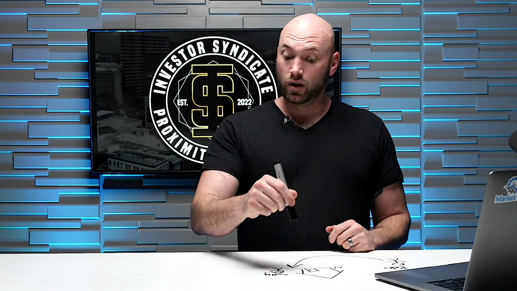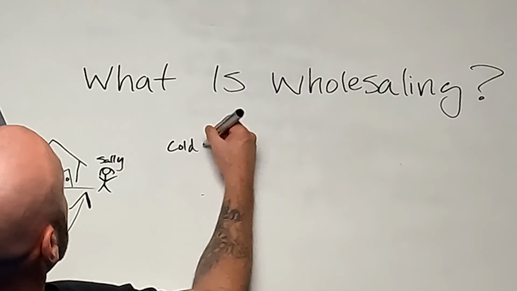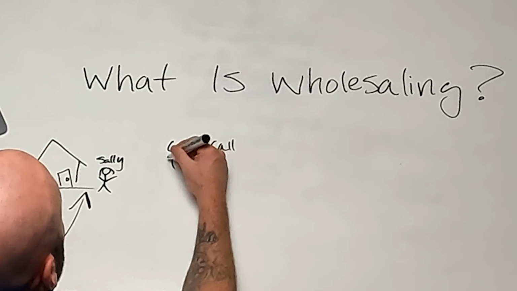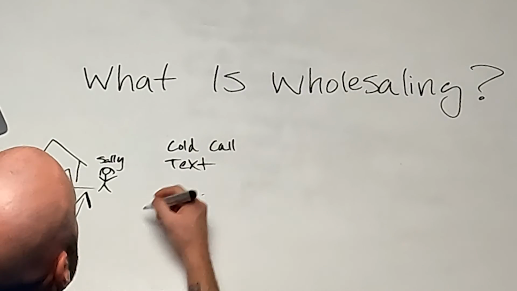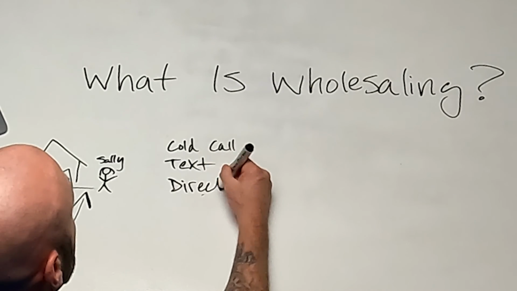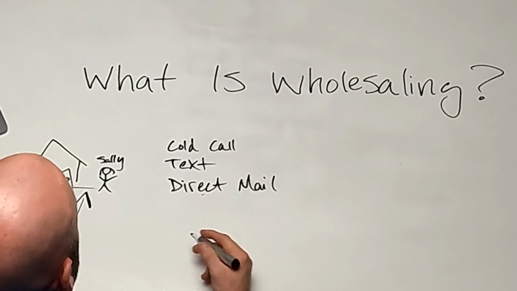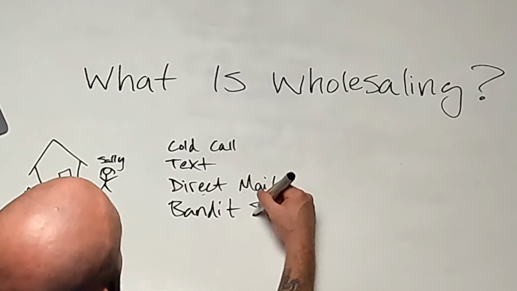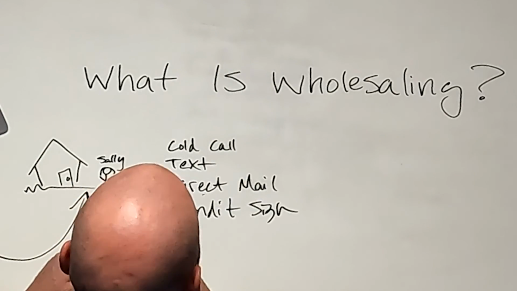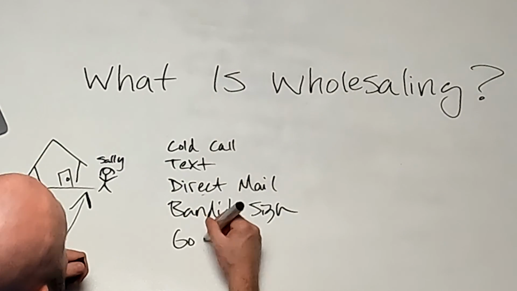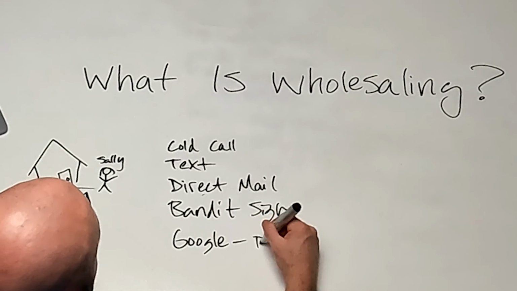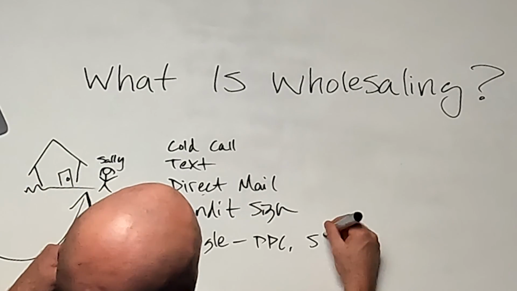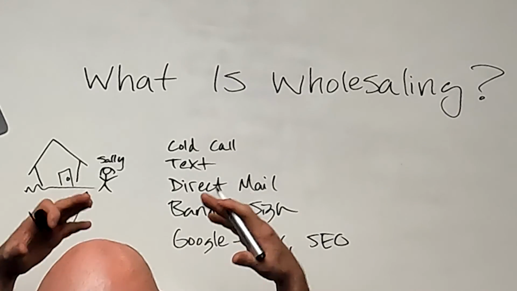So Bob can reach out and attempt to contact Miss Sally through a variety of different marketing channels. He could try to cold call. He could send out text messages to Miss Sally. He could send direct mail. Miss Sally could have called from what's known as a bandit sign, which is those signs on the side of the road that say "We buy houses." Google is another great source, right? So we have pay-per-click advertising, and we also have SEO, which stands for search engine optimization.